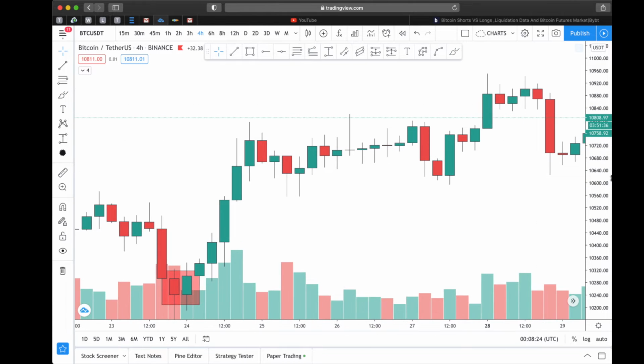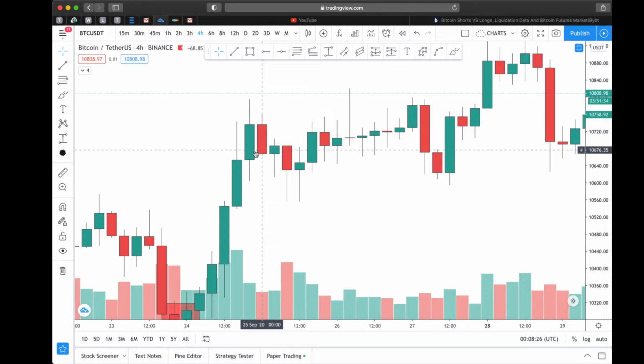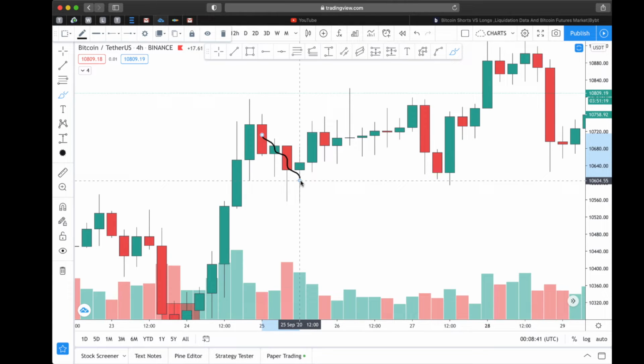You can see the red candle did not completely cover the green candle, but it covered more than 50% of the green candle. So when you saw it, what happened to the price? The price came down for a short period of time before going up.